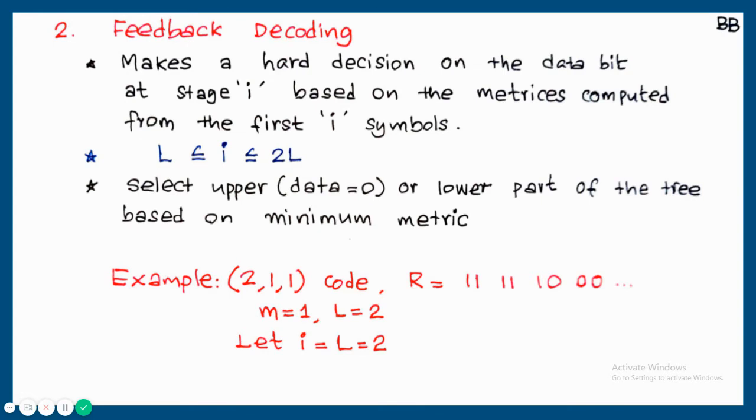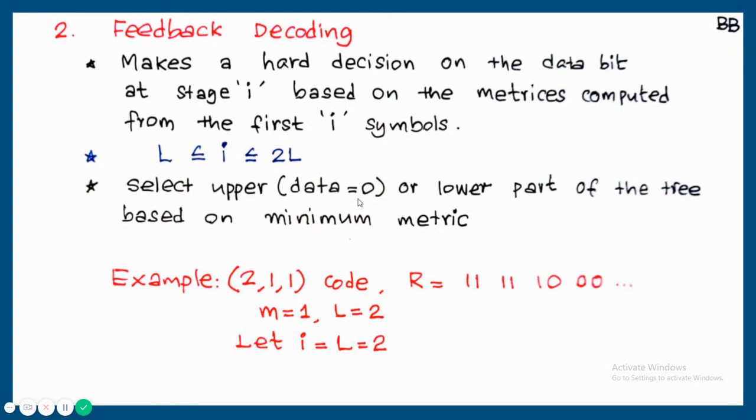So what is I? I should be a number between L and 2L. L is a constraint length. You select a number with L less than or equal to I, less than or equal to 2L. Any number can be selected between L and 2L. And then based on I, we are able to decide how many stages should be considered for making that hard decision. Select upper or lower part of the tree based on the minimum metric.